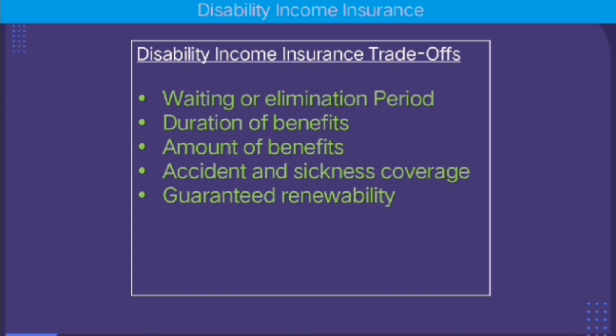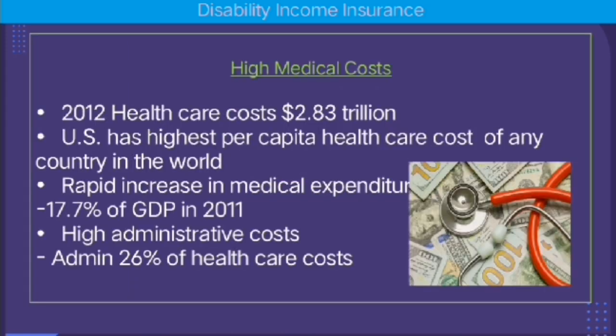So next is the high medical cost. So in 2012, healthcare cost 2.83 trillion. So in 2012, the total amount spent on healthcare in the US was a staggering 2.83 trillion. This reflects the overall cost of providing medical services, including hospital care, medications, and doctor visits. Second is the US has the higher per capita healthcare cost because US spends more on healthcare per person than any other country in the world.